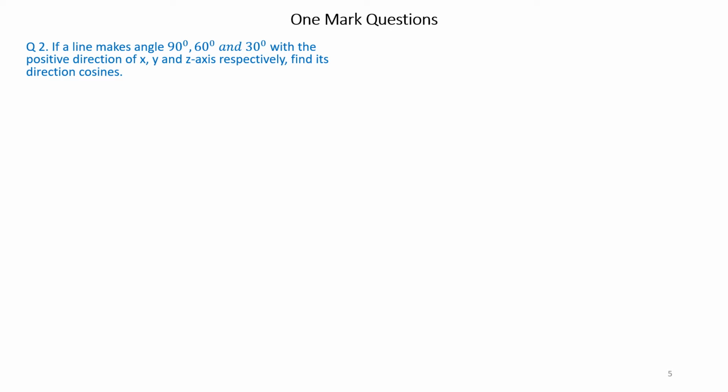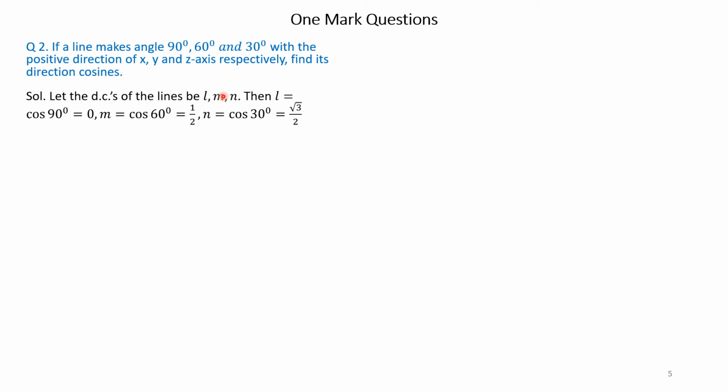Now we will take up 1-mark questions. Question number 1. If a line makes angles 90 degrees, 60 degrees and 30 degrees with the positive directions of the x, y and z axes respectively, find its direction cosines.